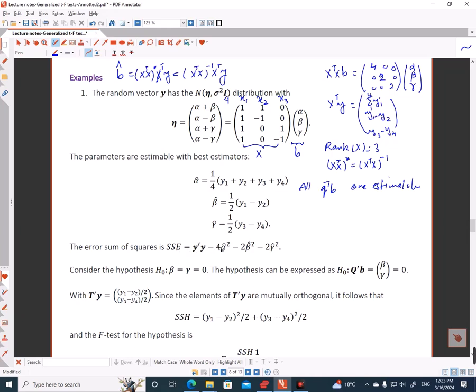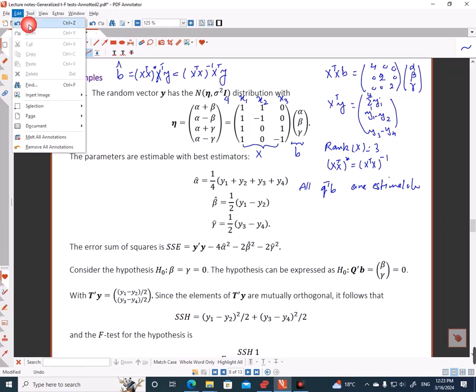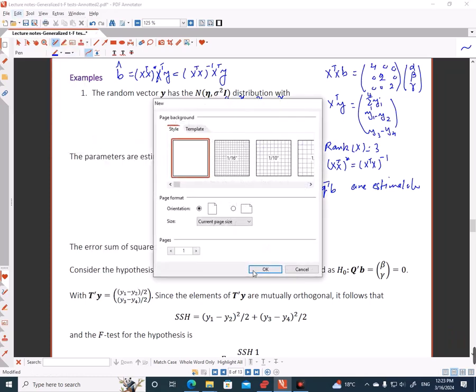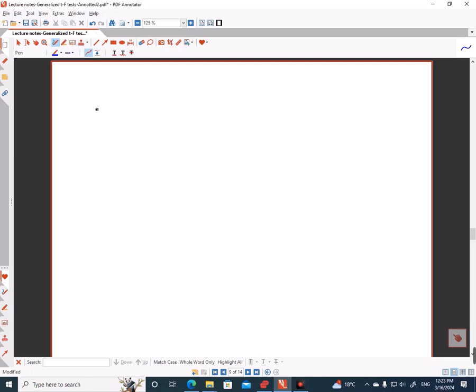The y prime y and this expression, I just add a page so that I can write it clearly here. Remember, the SSE is actually y prime y minus the base estimator b hat x prime y, which you can write as y prime x prime x inverse x prime y.